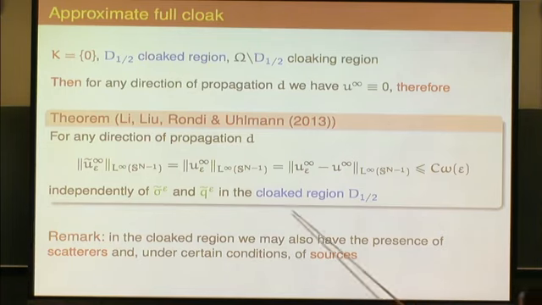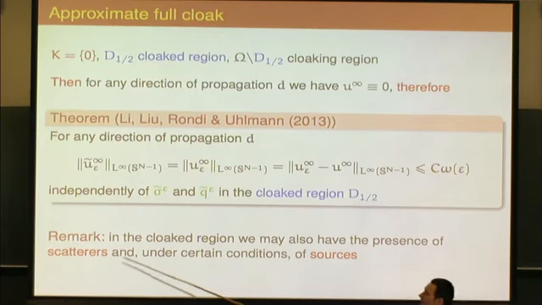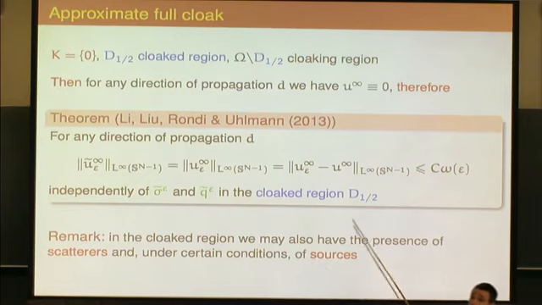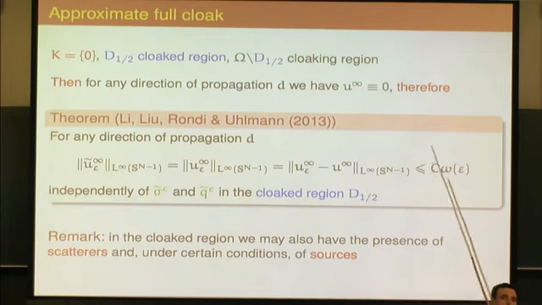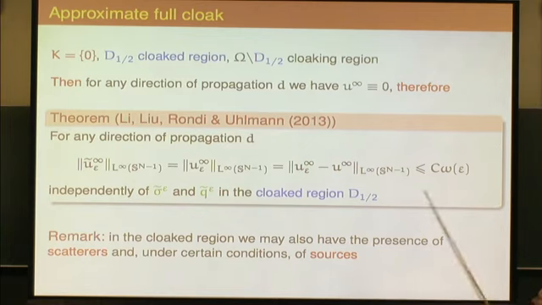And I have added here a remark. Actually, in this cloak region, you can allow the presence of scatterers, sound soft, sound hard, and also impedance scatterers. And under certain conditions, you can also add sources. So you can effectively cloak also some active medium. There might be some activity inside, but under certain conditions, you can cloak that too with the same construction, with the same cloaking medium. And so this is rather interesting. This is the full cloak.